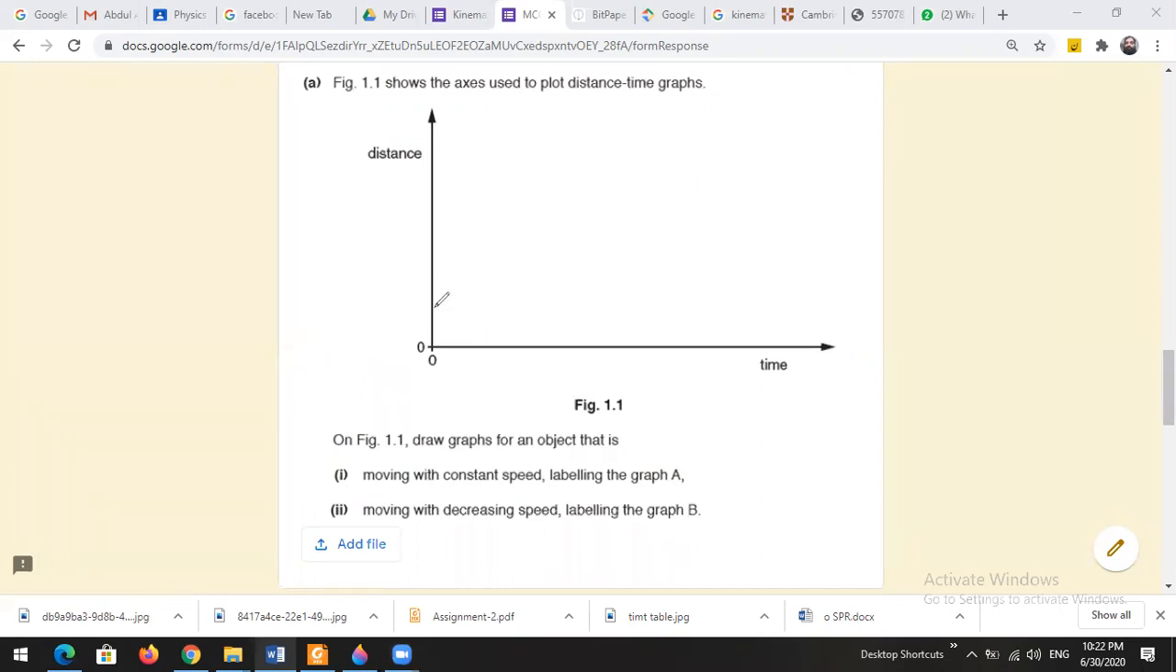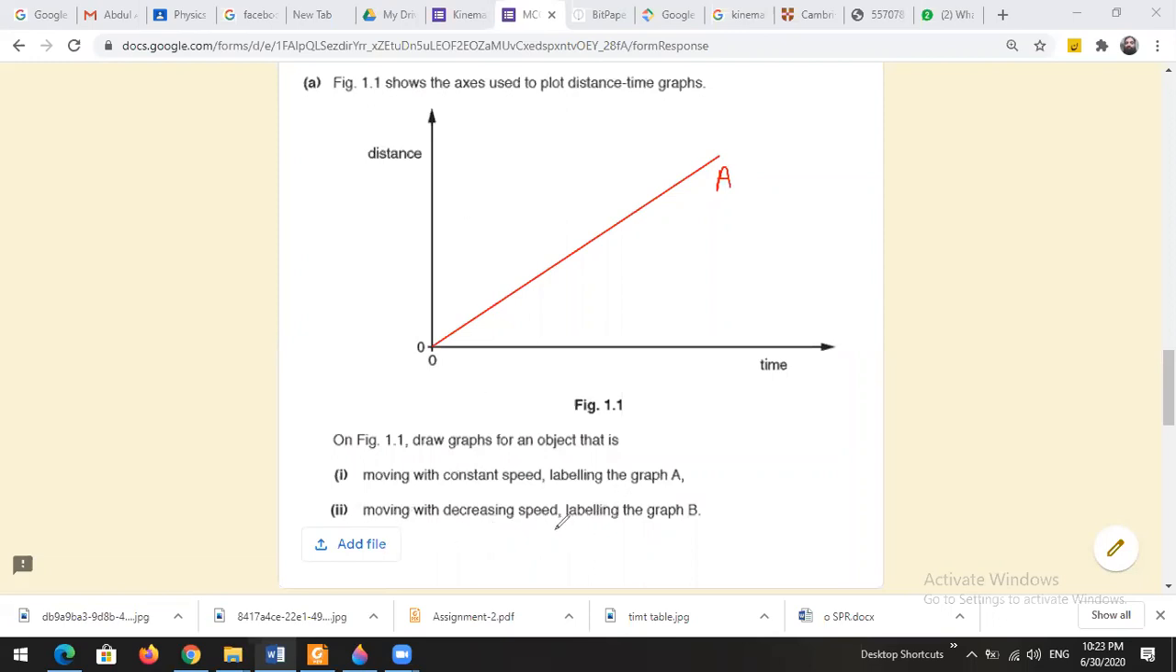Constant speed means, because the gradient of a distance time graph gives you the speed, this distance time graph should have a straight line, because the gradient is constant. So suppose this is A, to label it. Okay, part 1 done.